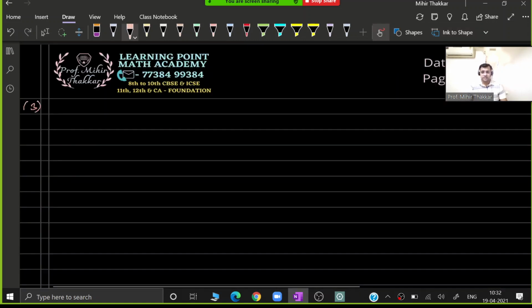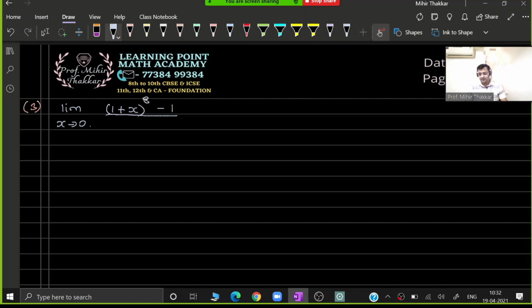The third question says over here, it is limit as x tends to 0, 1 plus x whole power 8 minus 1 divided by 1 minus x whole power 2 minus 1. Now it's a slightly different kind of a question, guys, so just understand very carefully what we can do in this particular sum.